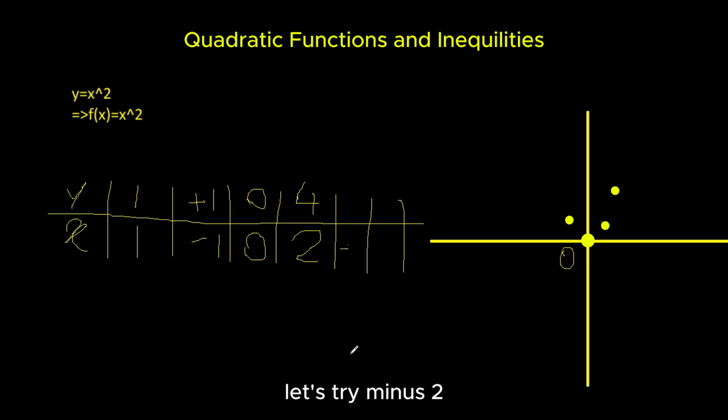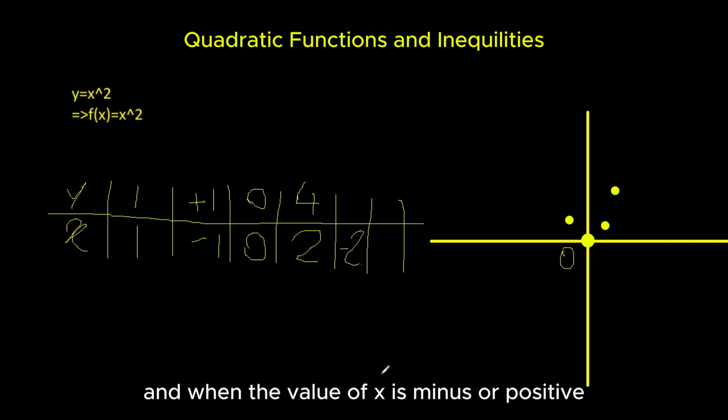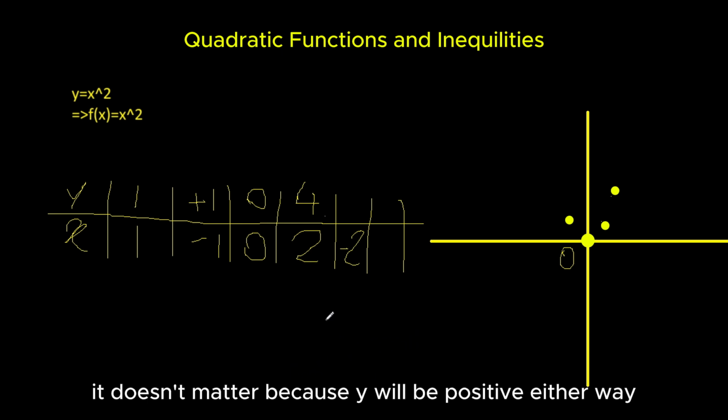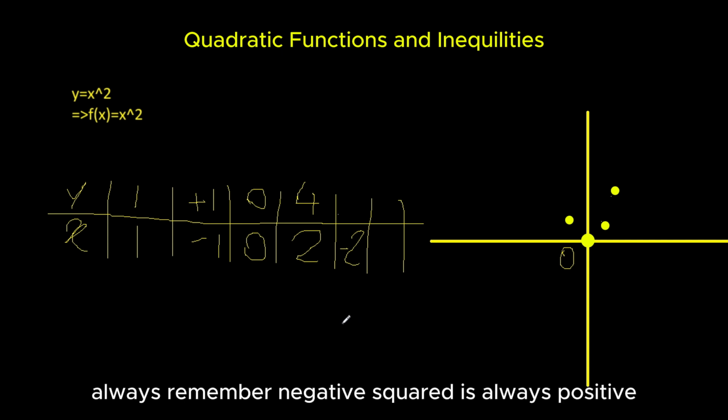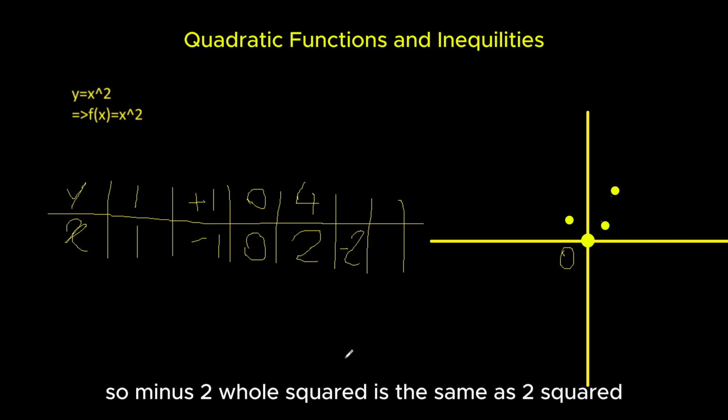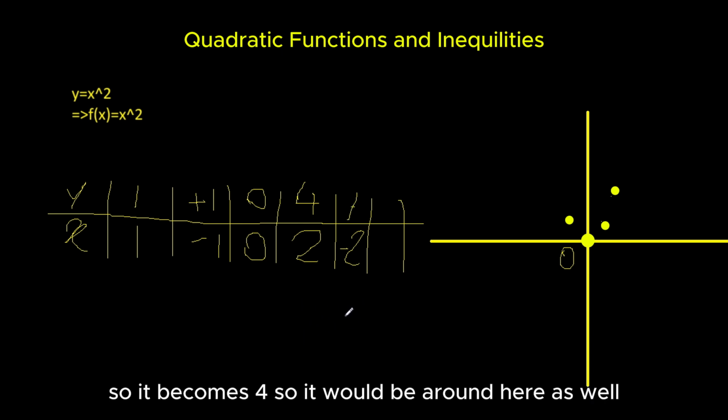Let's try minus 2, and when the value of x is minus or positive, it doesn't matter because y will be positive either way. Always remember, a negative squared is positive, so minus 2 whole squared is the same as 2 squared, so it becomes 4. So it would be around here as well.